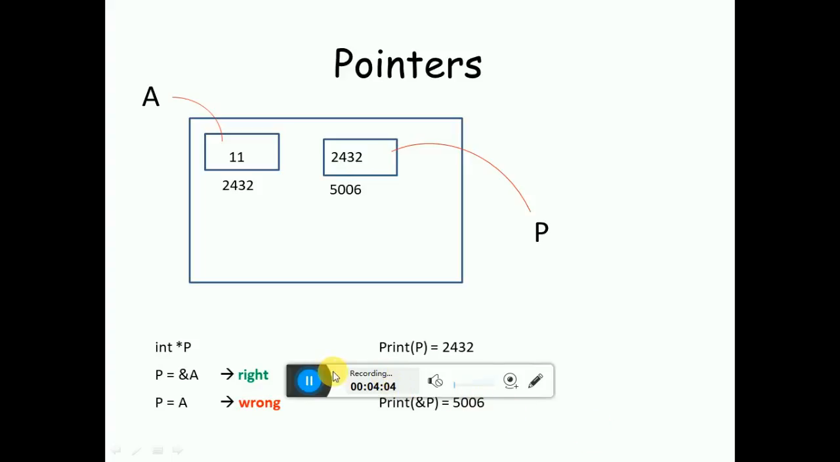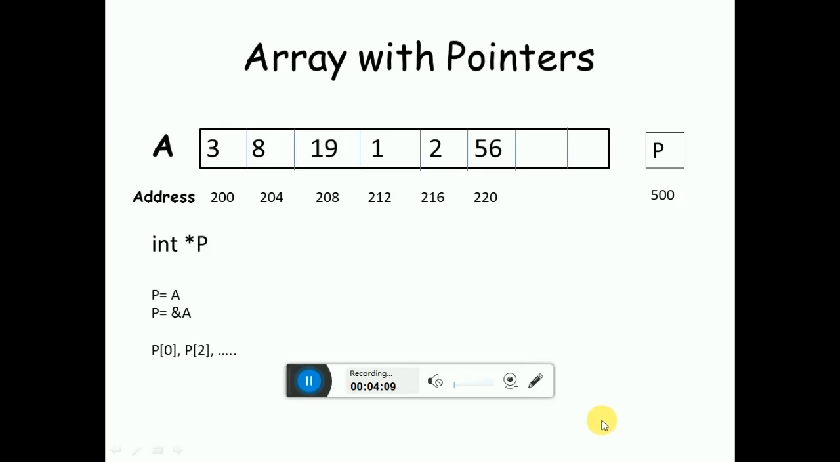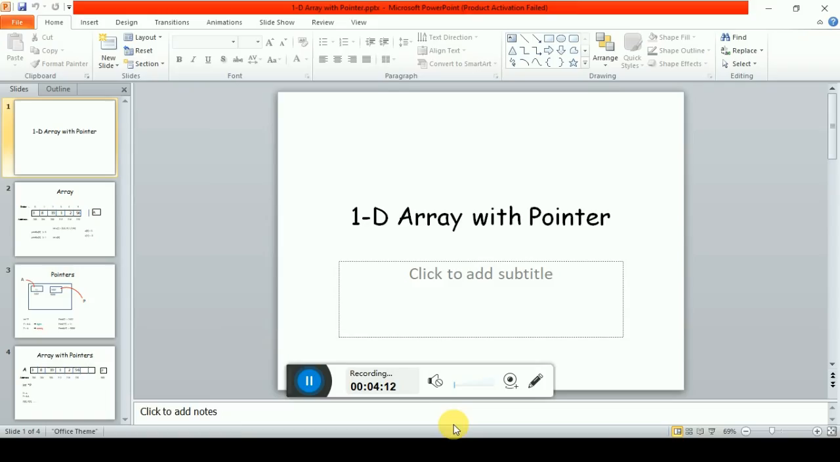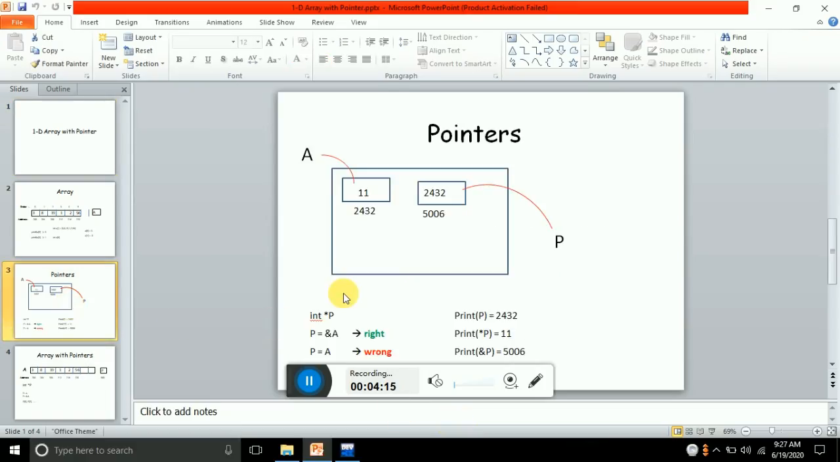Let me quickly hide these things. If I print p, normal p, what will print? 2432 will be printed. If I print *p, asterisk p, it will go to the 2432 address. It will first go to the pointer p, then search 2432. What is the value contained in 2432? It's 11. So it will print 11.